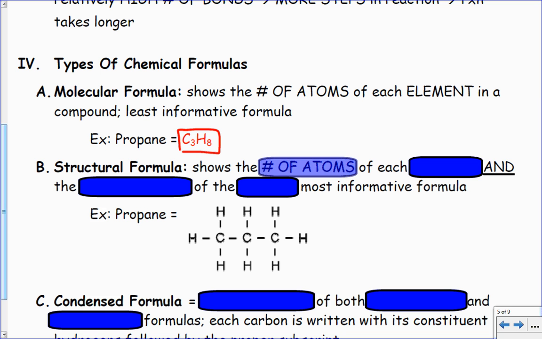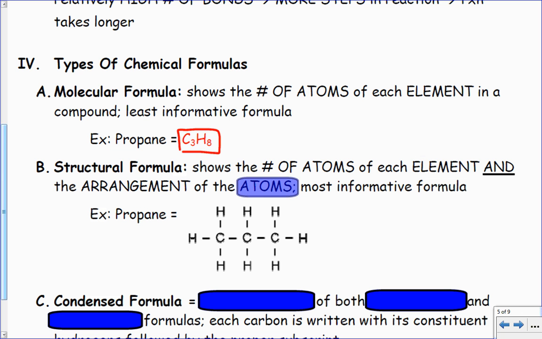Structural formula shows the number of atoms of each type of element and how they're arranged and the bonds. This is the most informative formula. So the same propane, C3H8 from above, is shown here in actual structural formula. You can see the 3 carbons are in a chain, and the hydrogens are arranged all around it. There's no double or triple bonds. So this is the most informative.